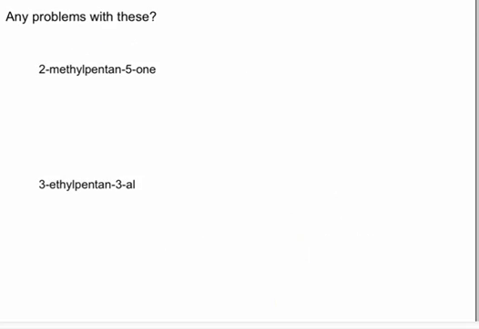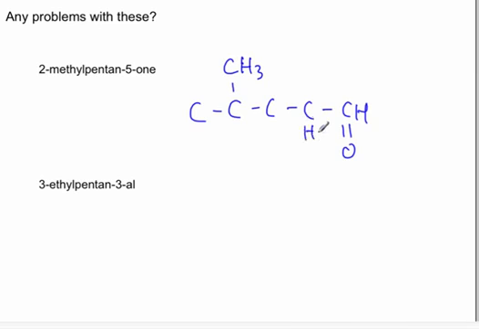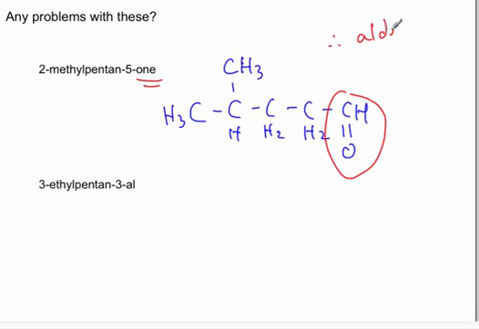Now, you can also see where the problems might lie if you know the naming system. 2-methylpentan-5-one. 1, 2, 3, 4, 5. Pentan-5-one. Let's put our 2-methyl there, and our pentan-5-one. And hopefully you've already seen the problem. The problem is that a ketone is not a terminal functional group, whereas here we have a terminal functional group. So this is actually an aldehyde.